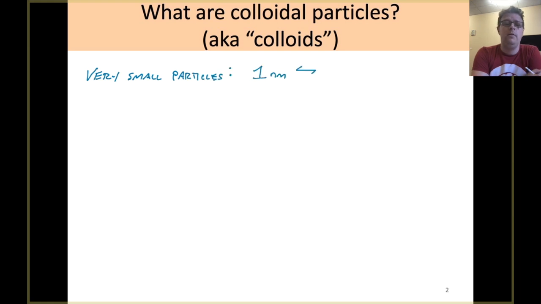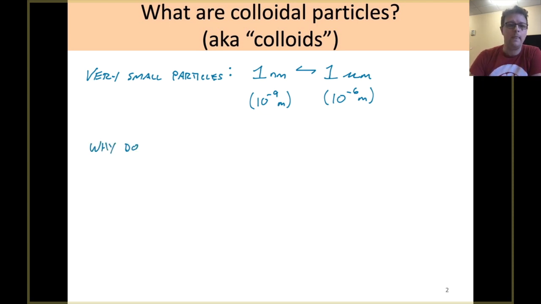What we're talking about in terms of colloids are very small particles. These might range in size from 1 nanometer to 1 micron. So we're not thinking of big granular material like sand. We're thinking more like clays and extremely fine particles in the water.